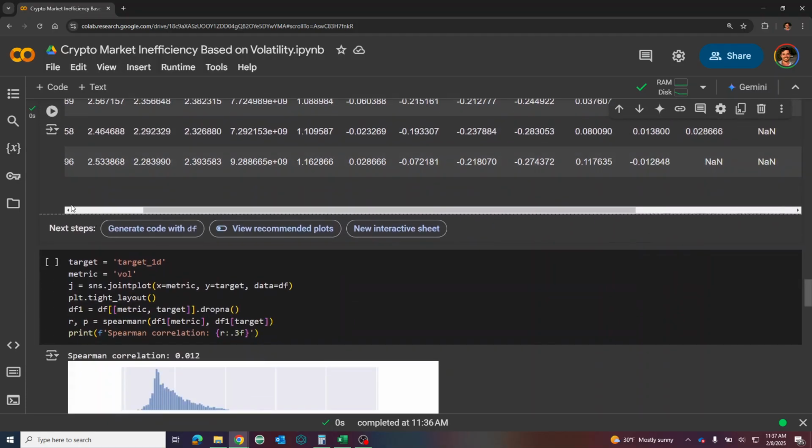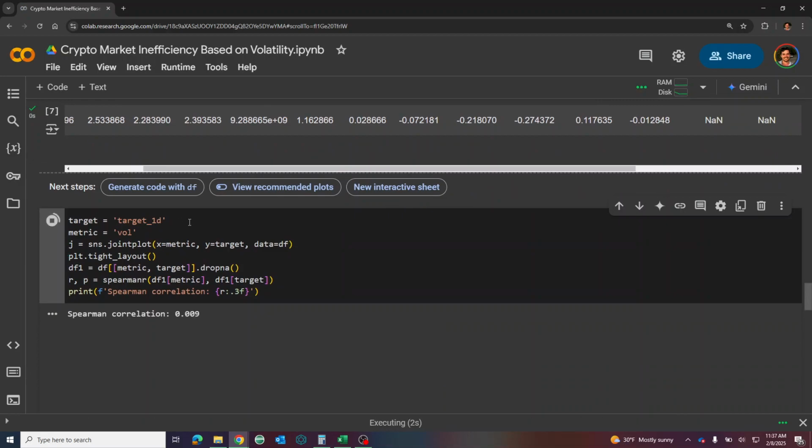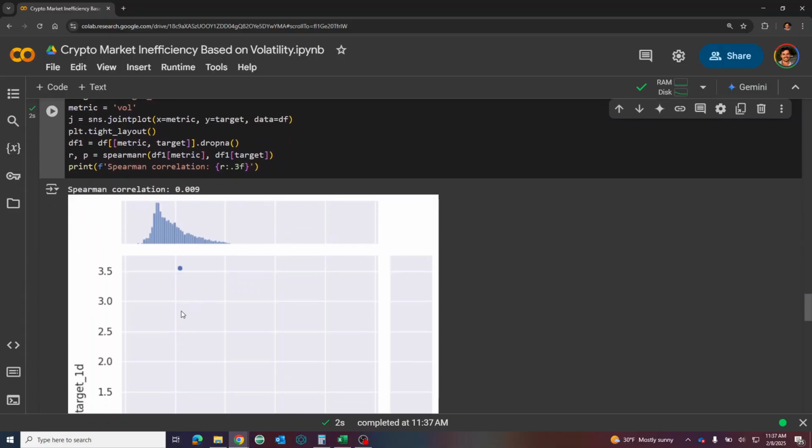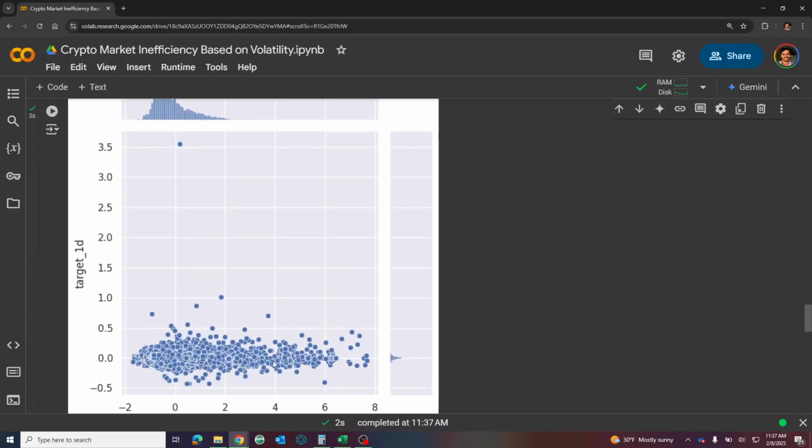Cool. So now we do our joint plot. Our target is the one day. The volatility is the volatility metric. And the Spearmanr correlation calculates whether or not there's statistical significance between this metric of volatility to this target date. You can see it's 0.009, which is extremely low. And if we look at the graph, you can totally see why. You can just see that the distribution of returns to volatility is just zero. There are no returns based on volatilities with this. It's barely even existent.